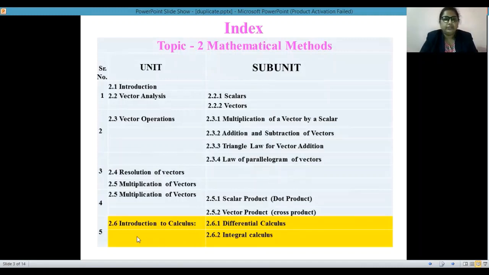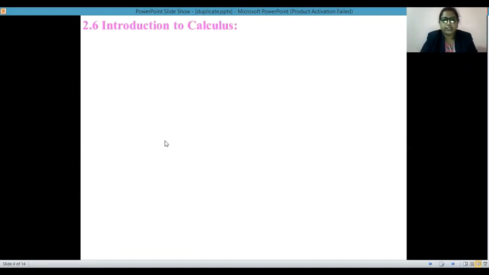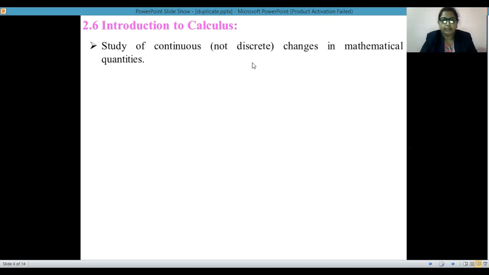Today we will discuss 2.6, the introduction to calculus. There are two branches of calculus. The first one is differential calculus and the next one is integral calculus. So today we will see 2.6, which is the introduction to calculus.